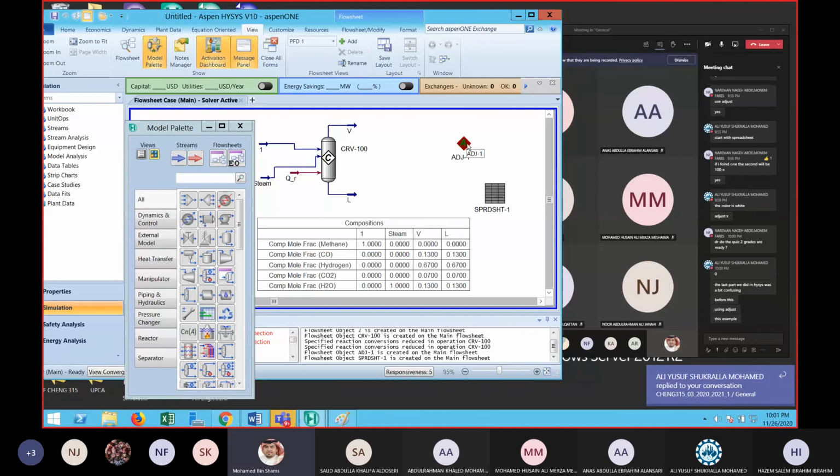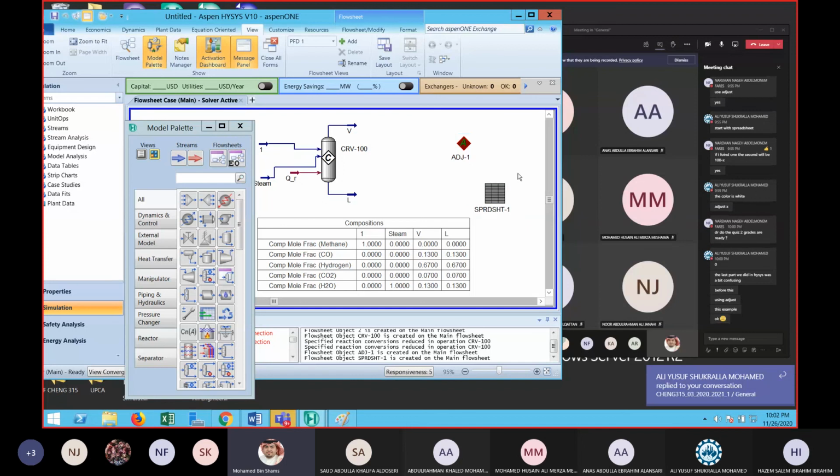What is this? I haven't done adjust yet. I'm asking you to do it. I am asking you to do adjust for this example. I want you somehow to utilize this too, such that you adjust the two conversions of the molar reactors.